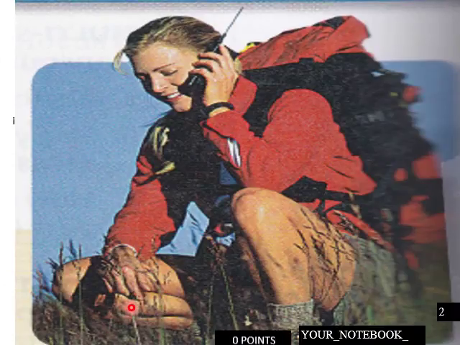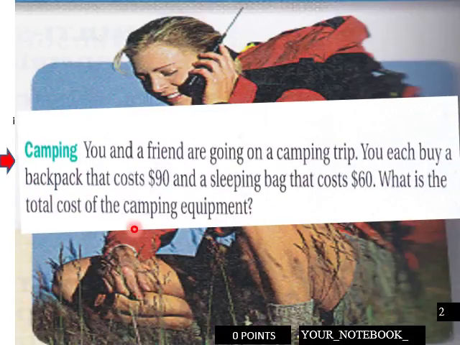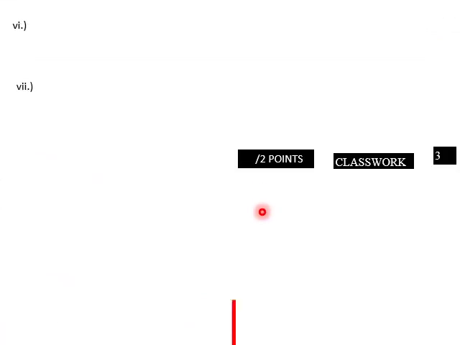Okay, into our lesson notebook. Students, this is your notebook, page 2 for this lesson. 0 points. Well, we'll see. You and a friend are going on a camping trip. You each buy a backpack, which costs $90, and a sleeping bag, which costs $60. What is the cost of your camping equipment?